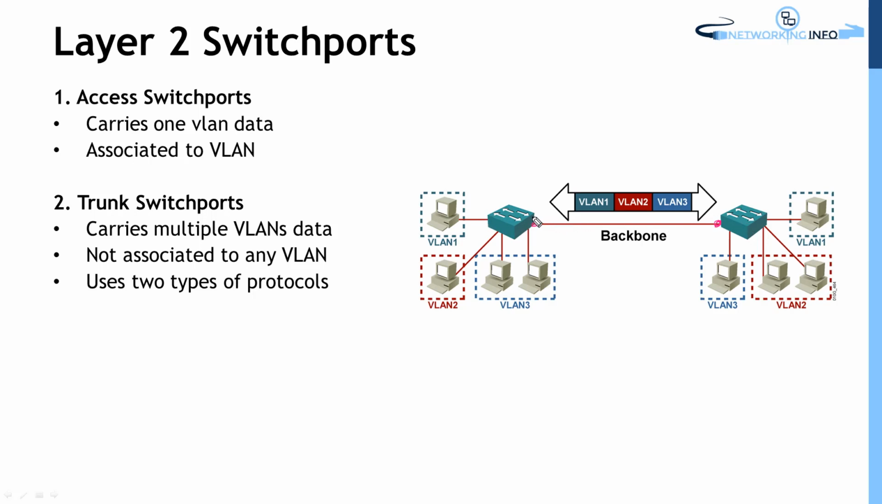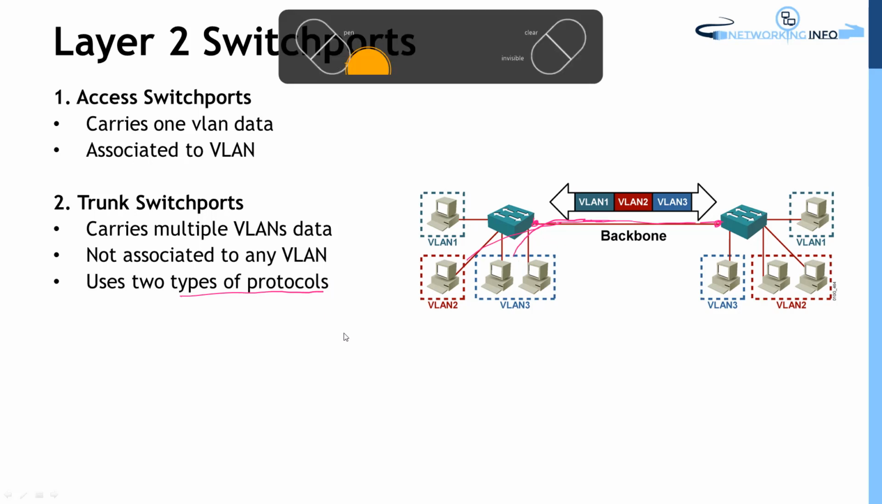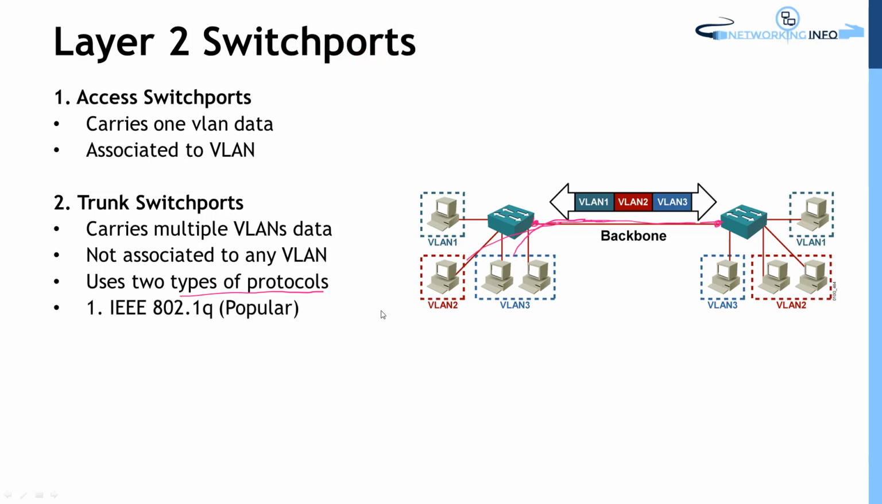So VLAN 1 data can travel through this link. VLAN 2 data, yes, VLAN 3 data over the same link. And how it is being forwarded here totally depends on the types of protocols we use. So trunk port uses two types of protocols. First is called IEEE 802.1q. Second is called ISL, which is a Cisco proprietary protocol.